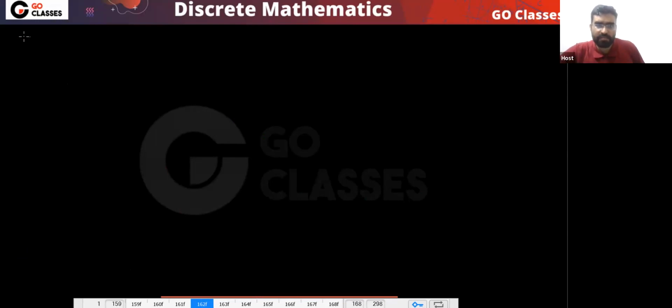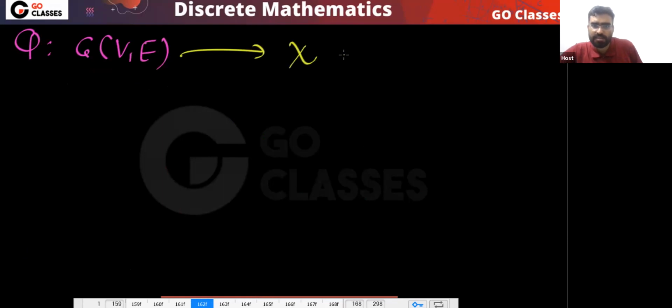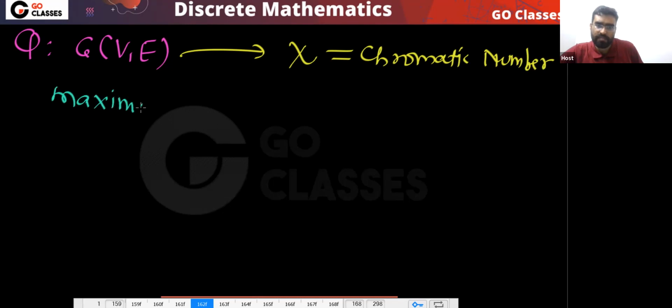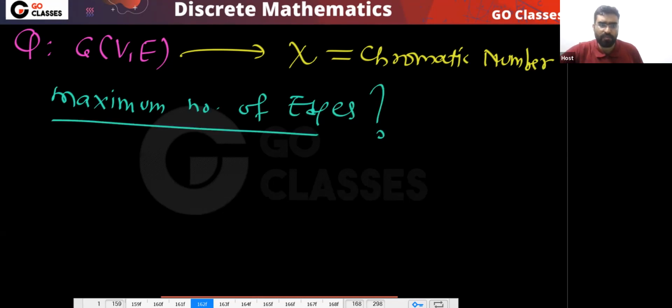Now, maximum how many edges can be there? This is the next question. If your graph is like this, then what is the maximum number of edges? Let's assume this zeta is the chromatic number of your graph. If this is your chromatic number, then what is the maximum number of edges you can have? Very simple.